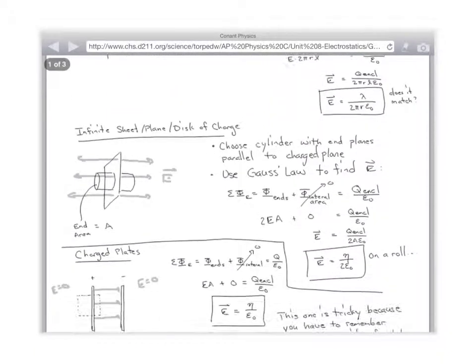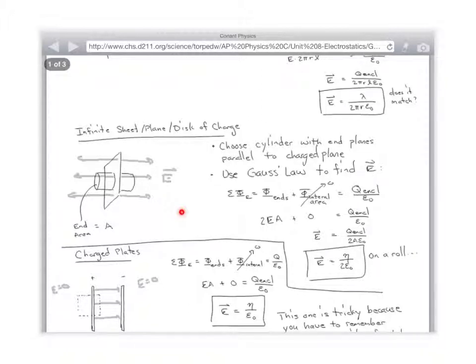Infinite sheet or plane. We pretend like we have an infinite sheet of charge, this kind of trapezoid? Rhombus. No. Yeah, that shape. Parallelogram. This parallelogram shape right here is representing an infinitely large sheet of charge, of positive charge. Good? What way does the field go from it? Out in all directions, right?